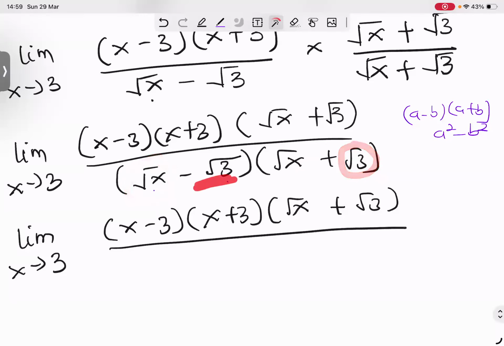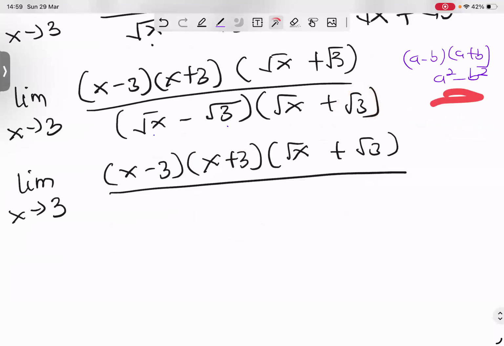Then you pick the minus root 3 multiplied by root x, the same minus root 3 multiplied by root of 3. From the difference of two squares, we can pick this and square it, minus pick this and square it. That would be the same as doing the 1 by 1 multiplication. So I pick the first term, which is the root of x, square it, minus, I'll pick the second term, which is root of 3, and square it.